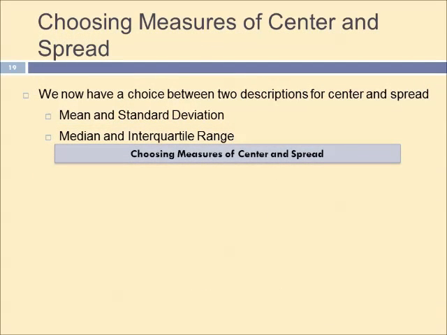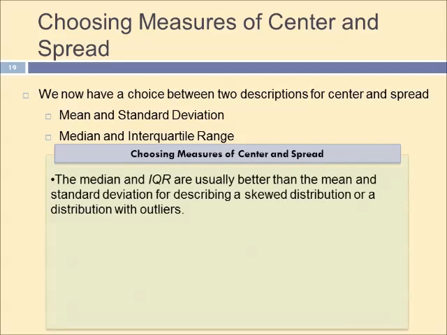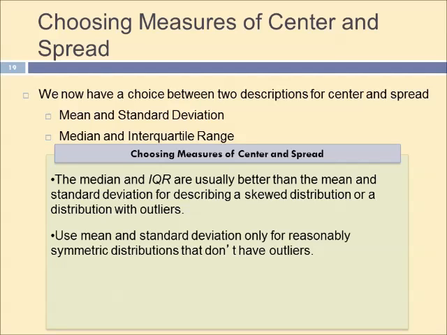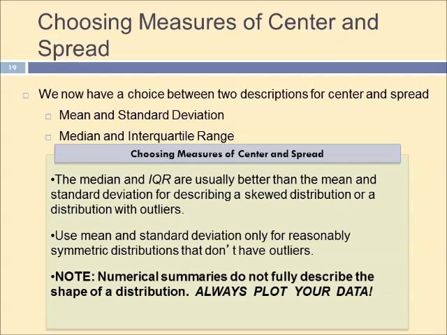We now have a choice between 2 descriptions for center and spread. We have the mean and the standard deviation, and the median and the interquartile range. How do we choose between those? Well, the median and the IQR are usually better than the mean and standard deviation when describing a skewed distribution or a distribution with outliers. You use the mean and the standard deviation only for reasonably symmetric distributions that don't have outliers.